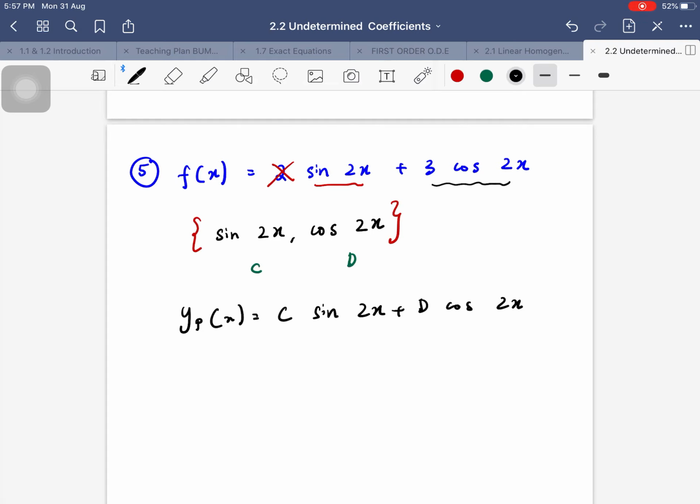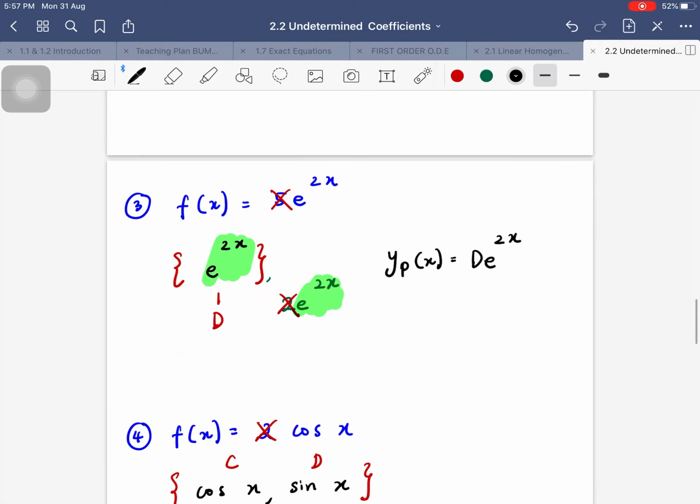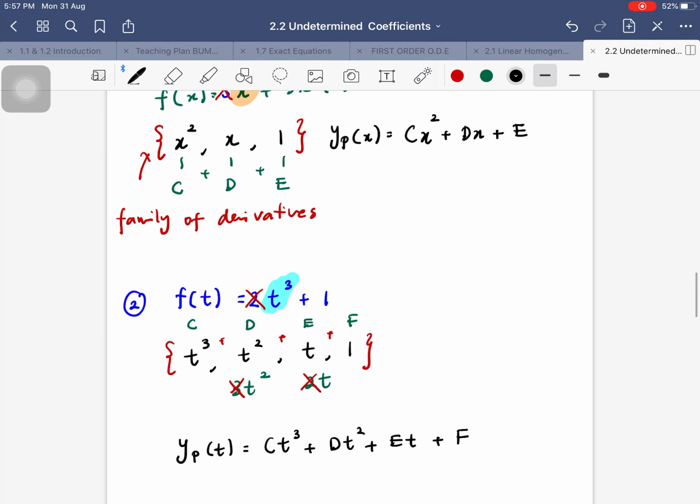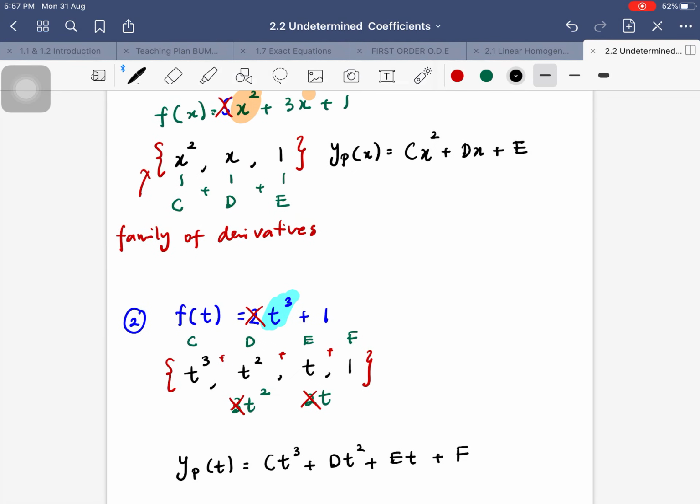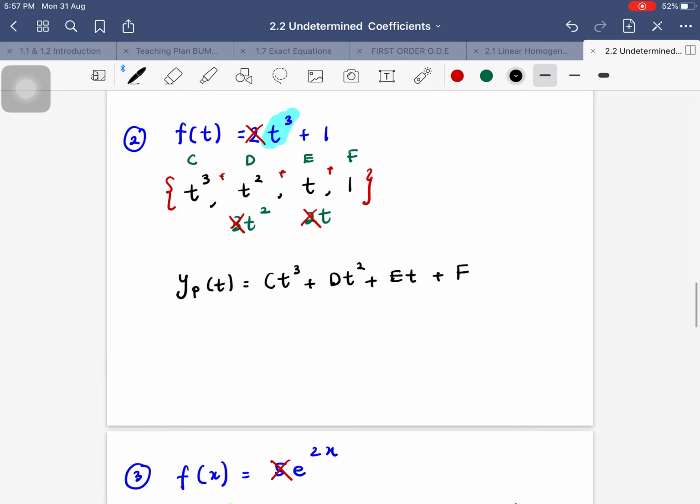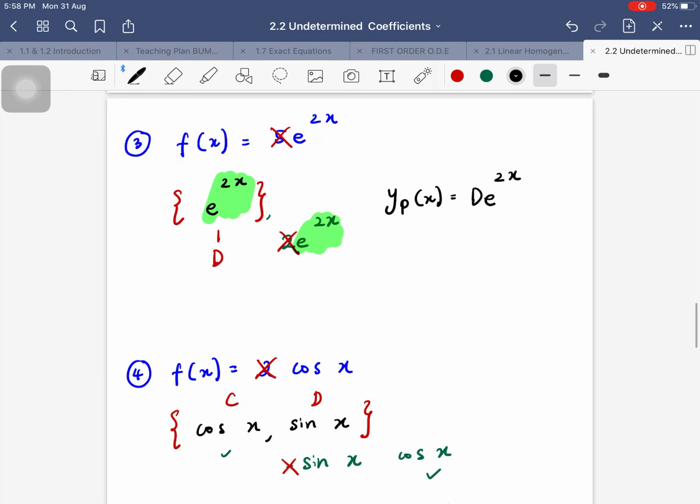Okay. Right, so I would like to repeat that again. When you have polynomials, start with the highest power of the polynomial until you get a value of 1. So how many elements you can have is going to depend on the highest power. When you have exponential, there is only going to be one element in the family of derivative, which is going to be the exponential by itself.